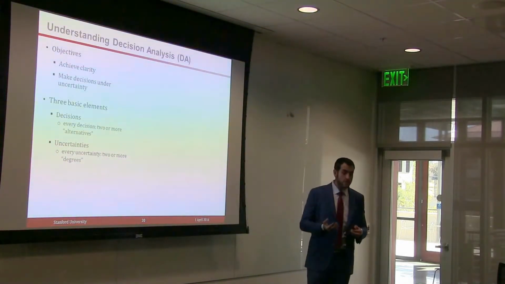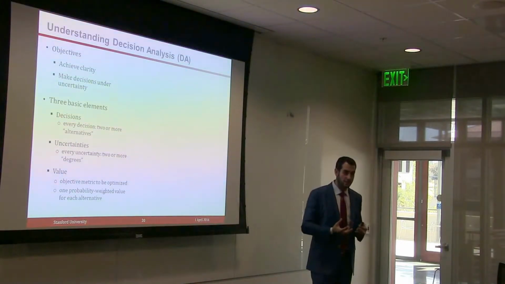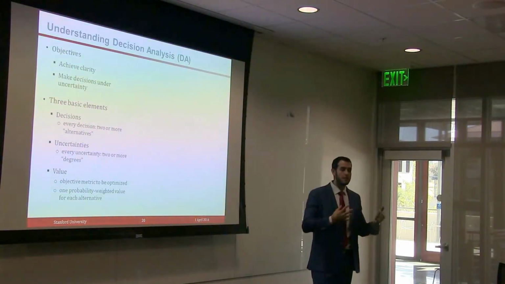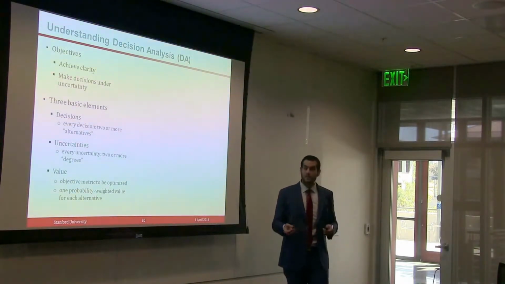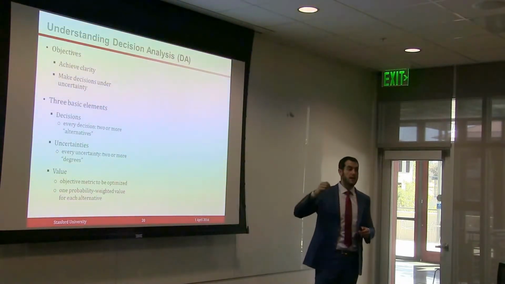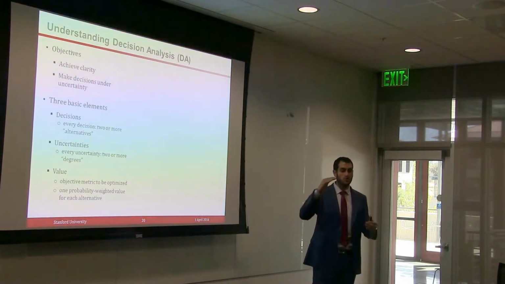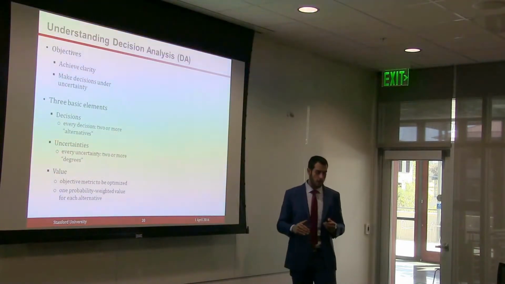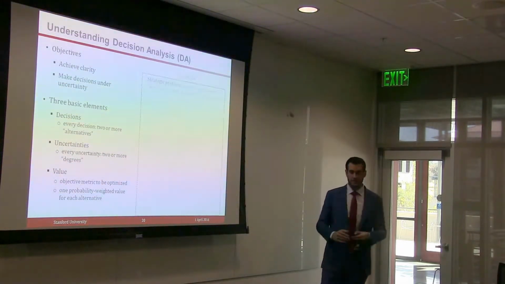And then finally, the decision maker needs to tell me the value that they care about, that I'm trying to maximize or minimize or optimize somehow. And to solve this decision analytic problem, I have to have a probability weighted average over every decision alternative. Now, to demonstrate that, let's go into an example.